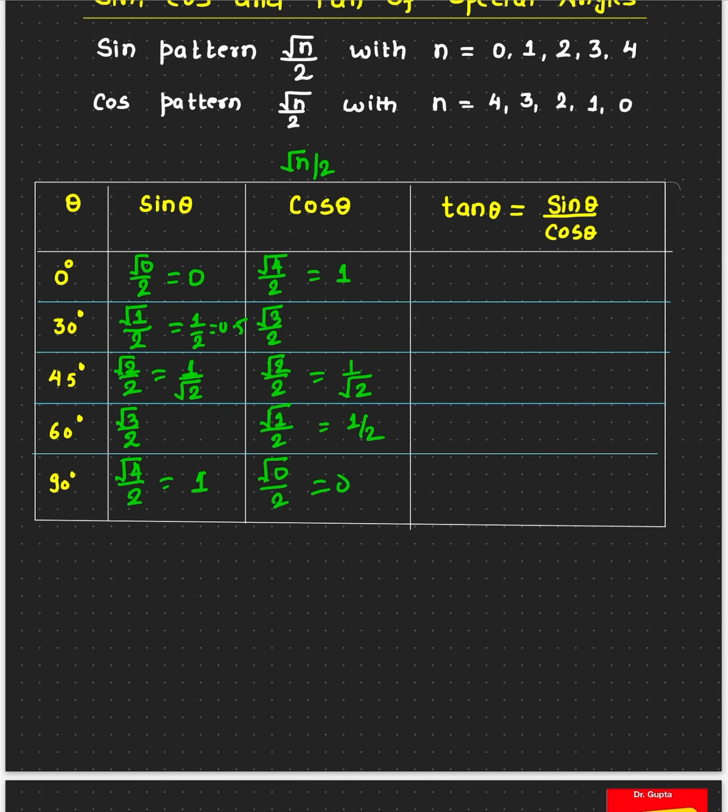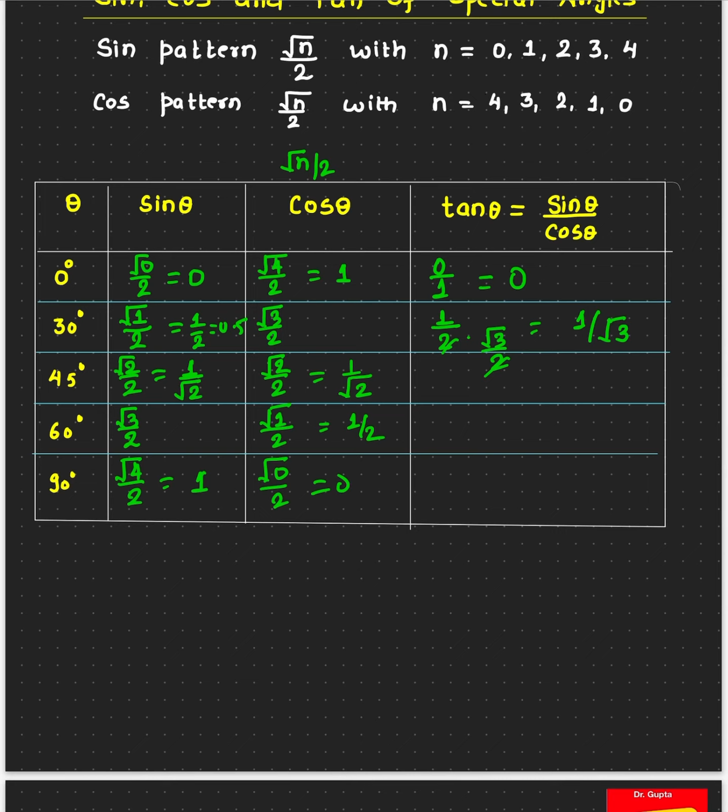Now, tangent theta is sine theta divided by cosine theta. So let's find out. For the first angle, sine theta is 0 and cosine theta is 1, so 0 divided by 1, you get 0. Now for 30 degrees, 1 over 2 divided by the square root of 3 over 2. The 2s cancel, and it will be 1 over the square root of 3. That's the value of tan 30 degrees.